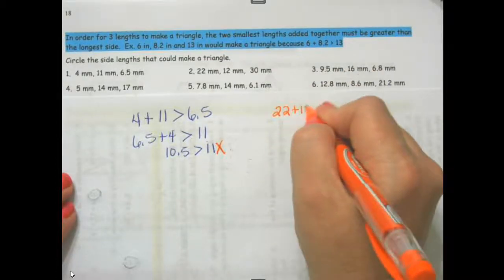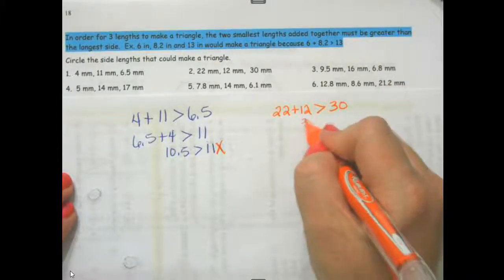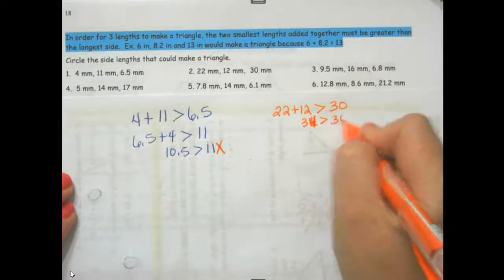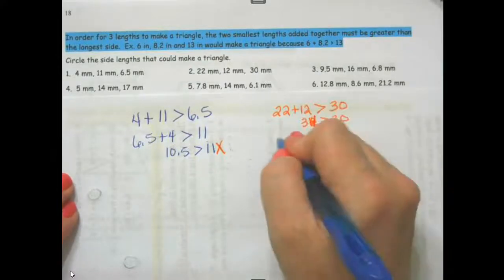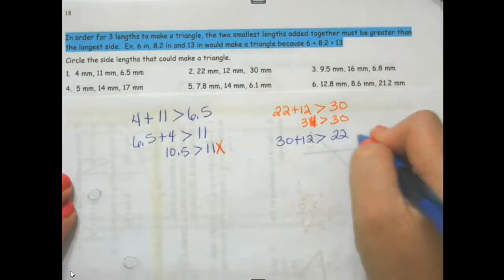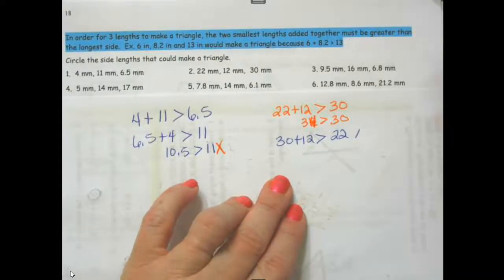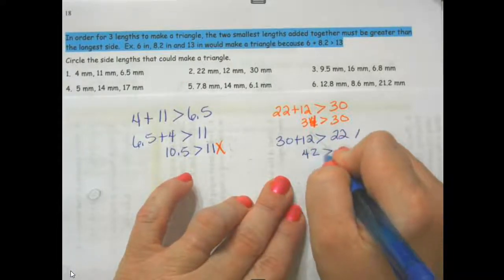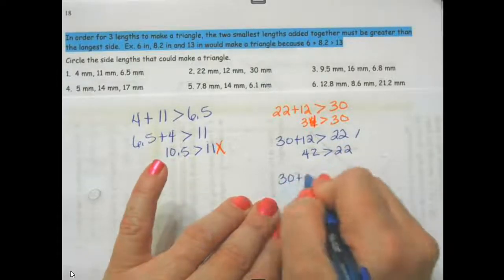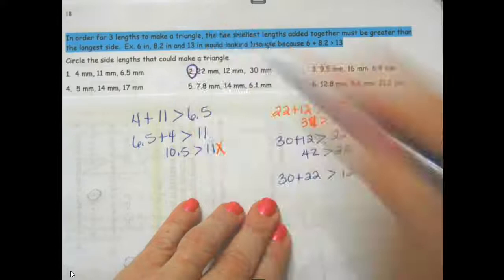22 plus 12 has to be greater than 30. This equals 34, which is greater than 30. That is true. Does 30 plus 12 greater than 22? This is 42 greater than 22. That is true. 30 plus 22 greater than 12? Yes. So this is a triangle.